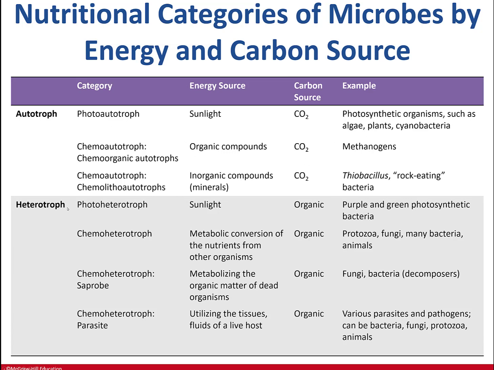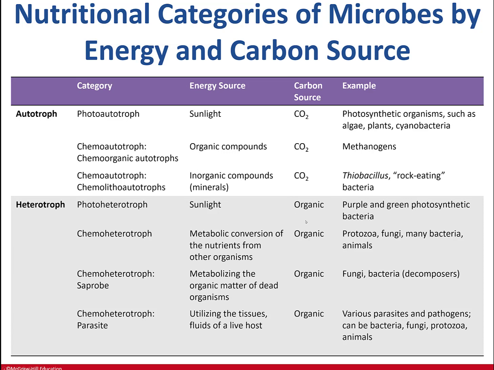Heterotrophs, photoheterotrophs, a purple-green photosynthetic bacteria. So you can see photoautotroph, and then the difference between photoheterotroph is its carbon source. So really what we're delineating is this further grouping of auto. We move down to heterotrophs, we move to photoheterotroph. It means it utilizes the energy source of sunlight, and its carbon source is organic. So I just wanted to point out that's sort of the determining factor.